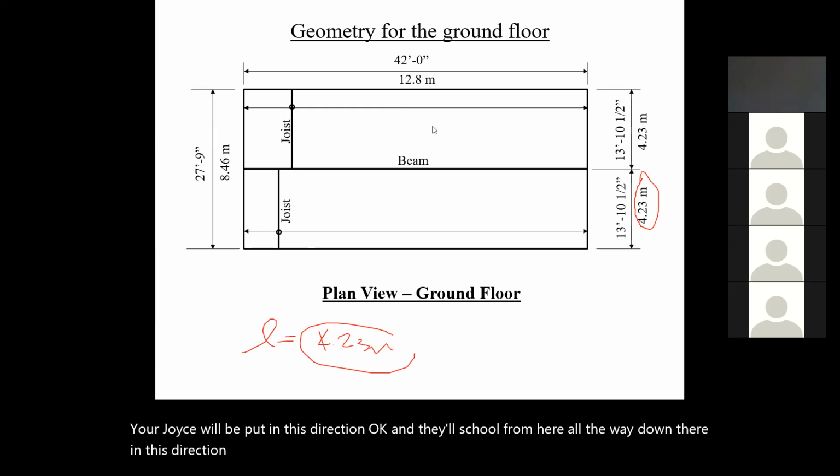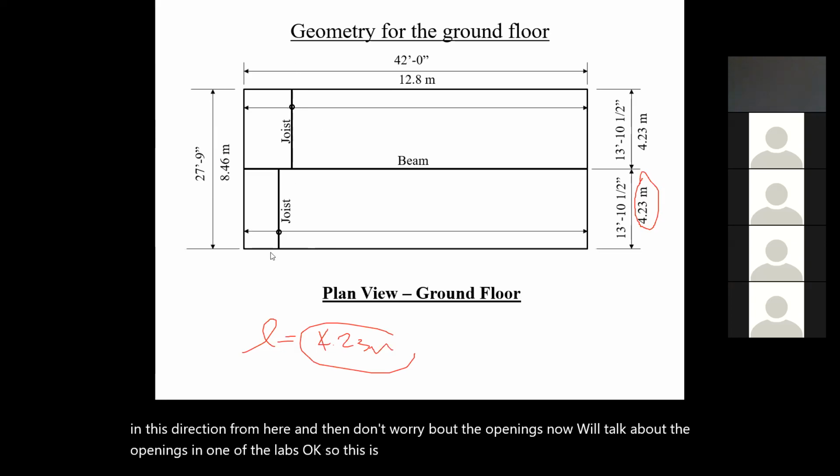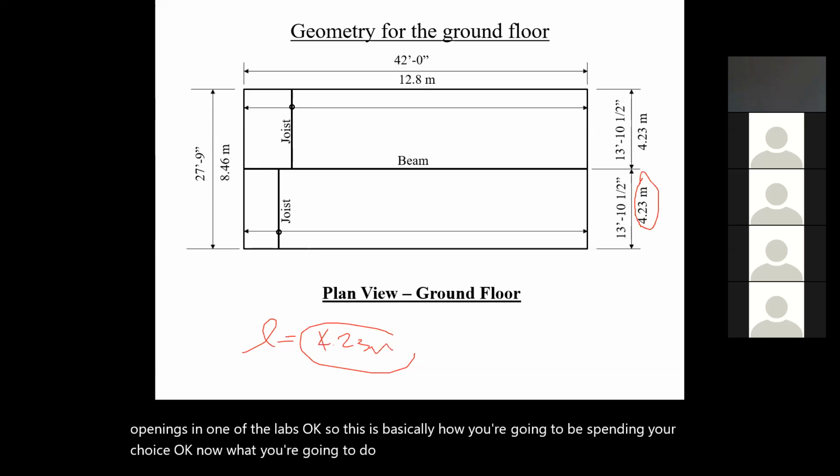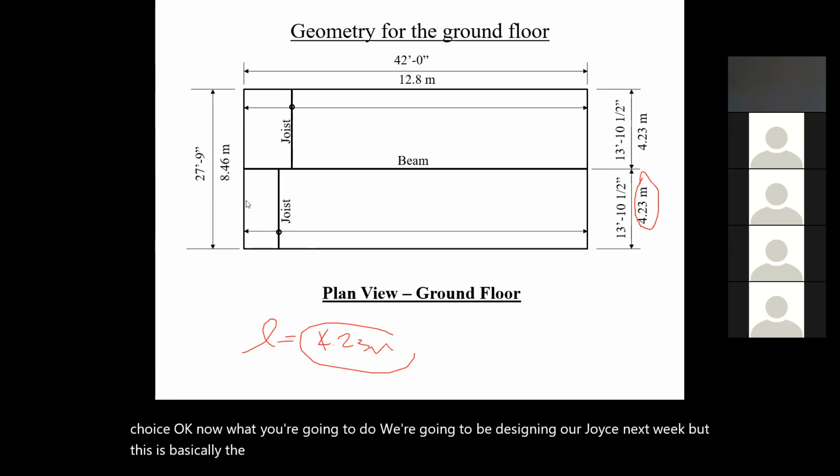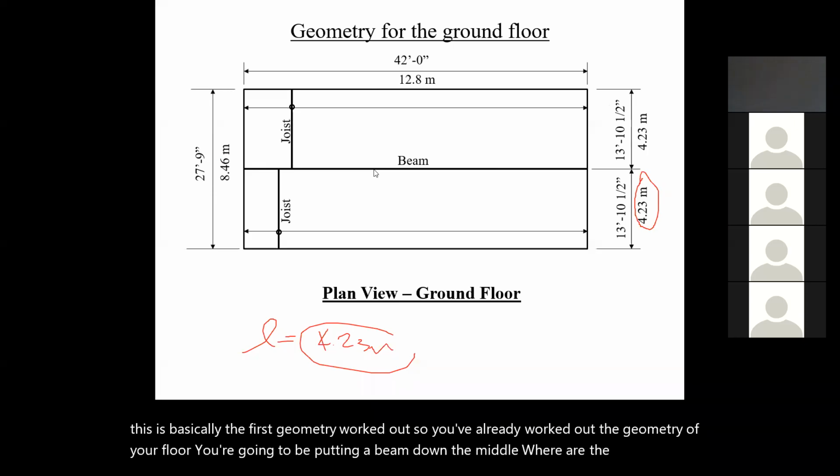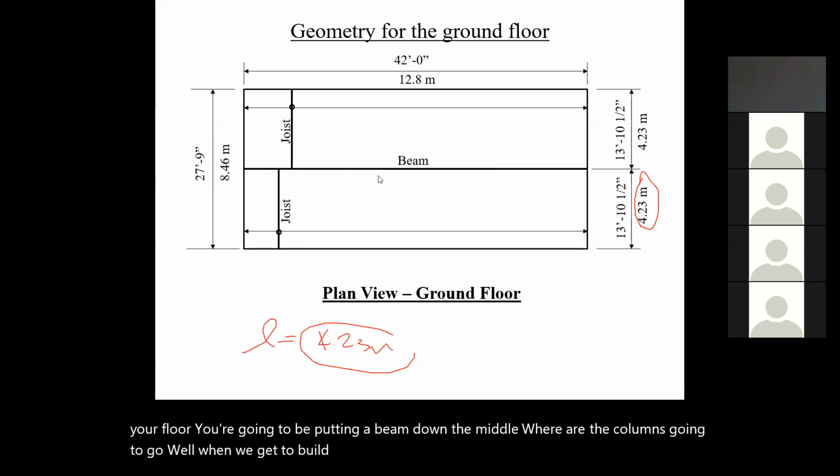And then don't worry about the openings now. We'll talk about the openings in one of the labs. So this is basically how you're going to be spanning your joists. We're going to be designing our joist next week, but this is basically the first geometry you worked out. So you've already worked out the geometry of your floor. You're going to be putting a beam down the middle. Where are the columns going to go? Well, when we get to built up beams, we'll worry about that. Don't worry about that now.